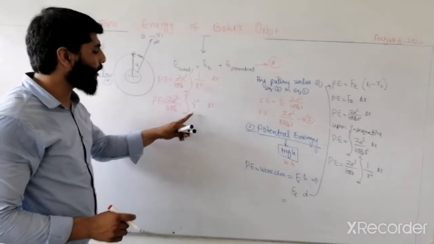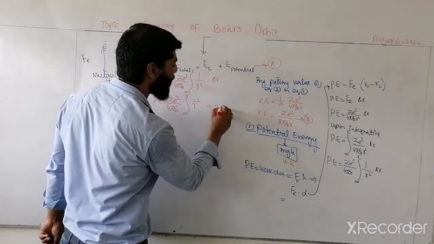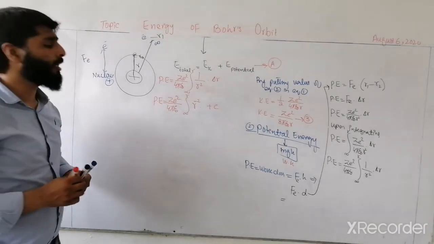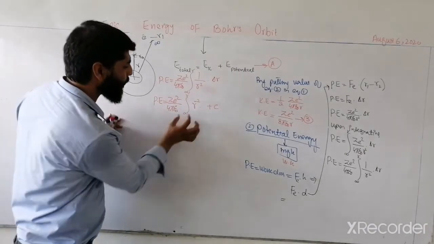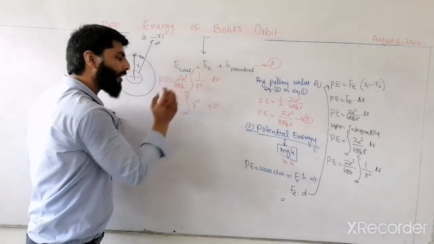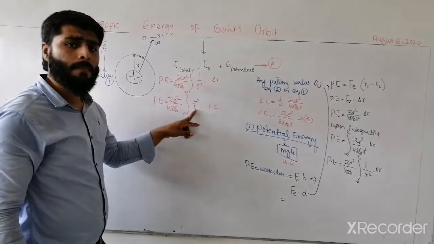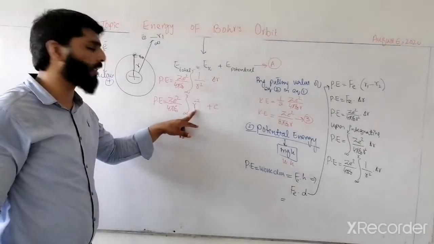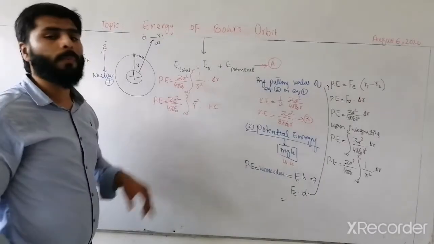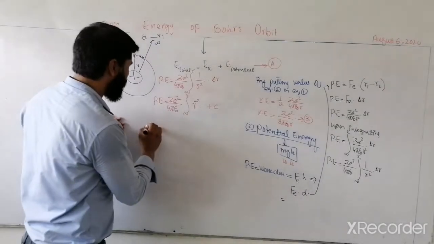When we integrate it, we add plus C, where C is the integration constant. Upon integrating r⁻², we have a function r with a power, so we apply the power rule of integration. What is the power rule of integration?